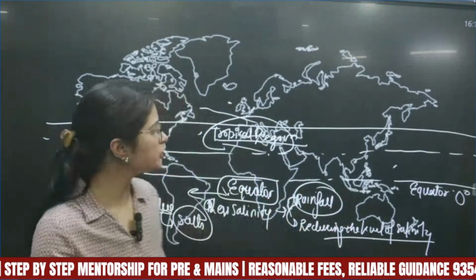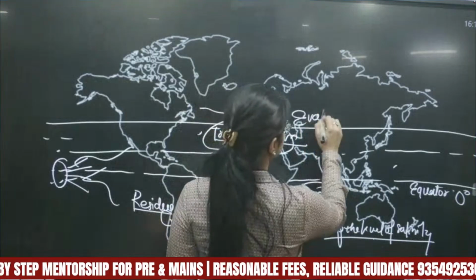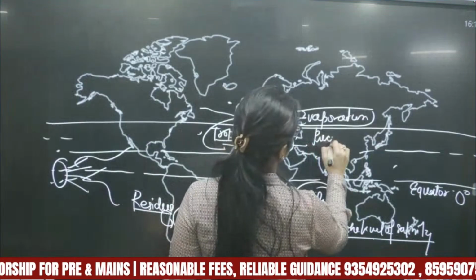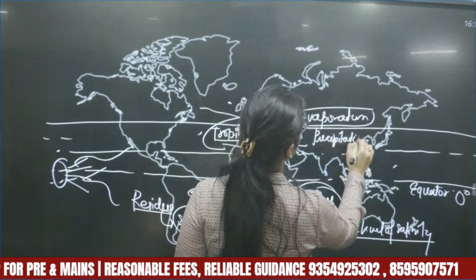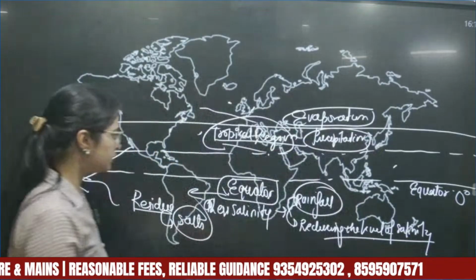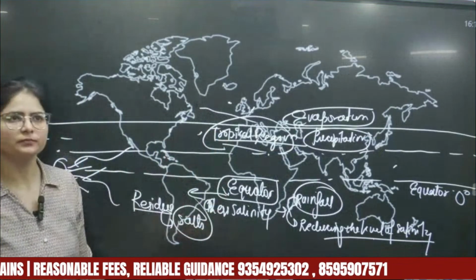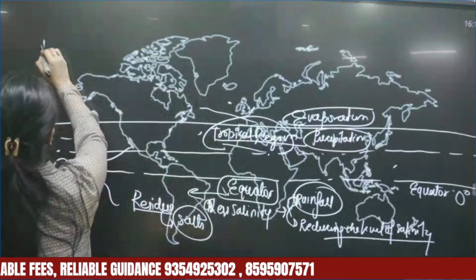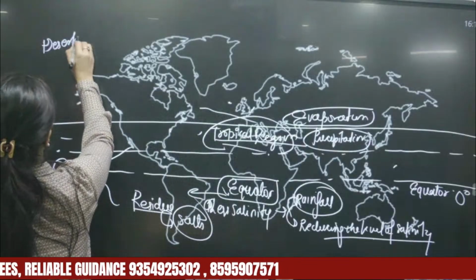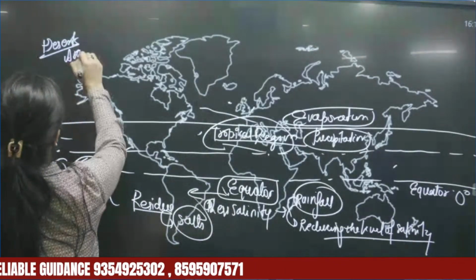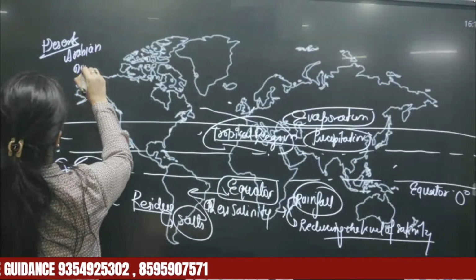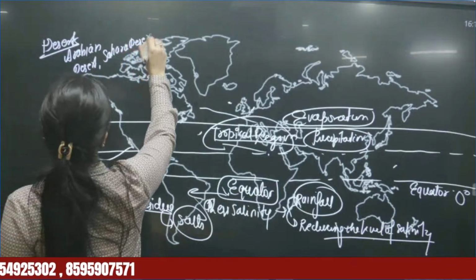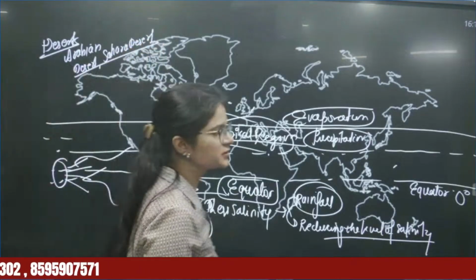Reason being, although evaporation is there, precipitation is also less. So precipitation is not compensating, it's not reducing the salinity of the area. Everybody clear? What happens in subtropical regions? You have the deserts over there, right? Arabian desert, Sahara desert, all of them are present in the subtropical belts, right?